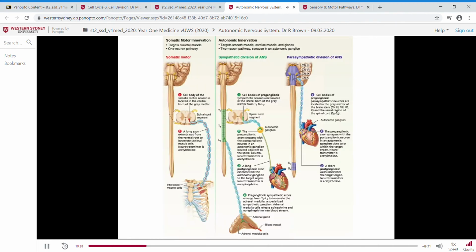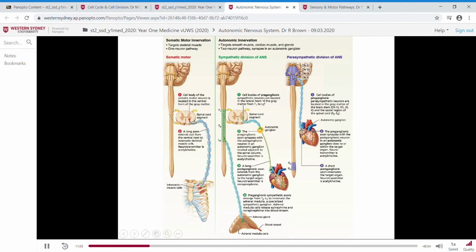So this diagram shows what I just mentioned. We're comparing the innervation of the somatic and the autonomic system. The somatic or motor system is a one neuron pathway, okay? The neuron comes straight out of the central nervous system and synapses straight onto the target tissue, in this case the intercostal muscles. But the autonomic system is a two neuron pathway. So you've got your pre and your postganglionic neurons.